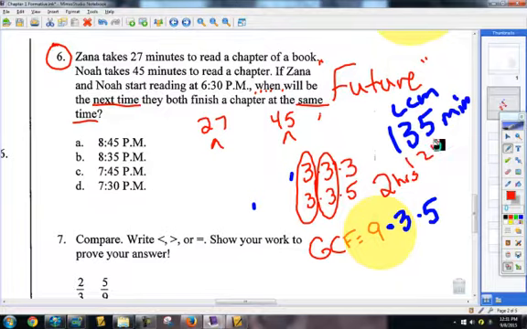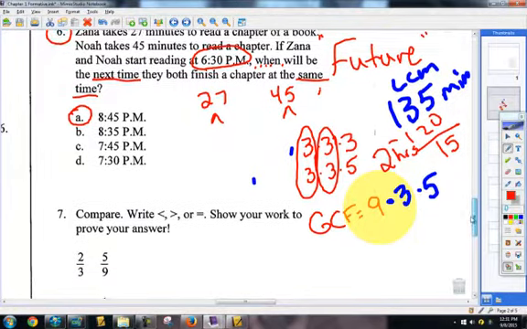120. And then I subtract it from 135, and there's my 15. So I know that 135 minutes is 2 hours and 15 minutes, which if I do 6:30 plus 2 hours and 15 minutes, I'm going to get 8:45. Okay? So hopefully you were writing all that down, or at least correcting your mistakes, whatever mistake you made.